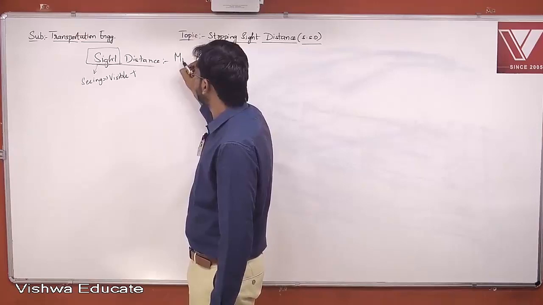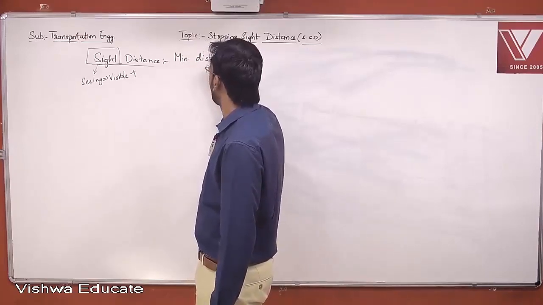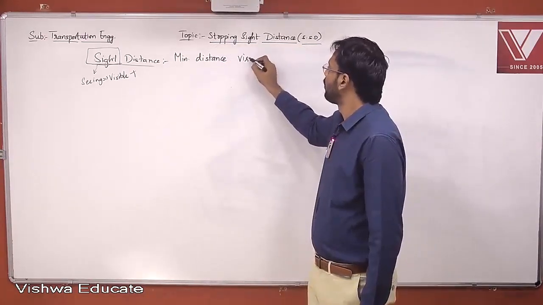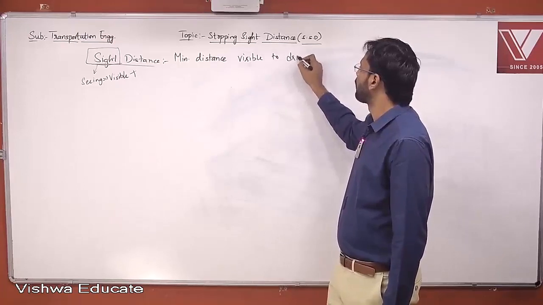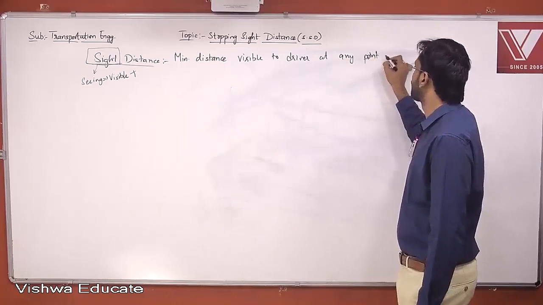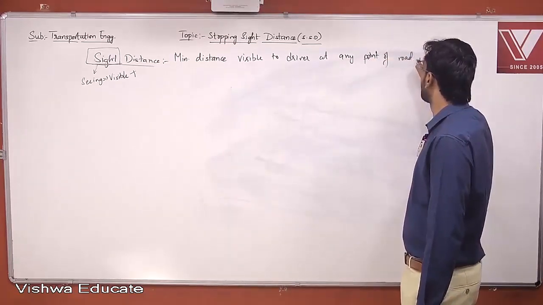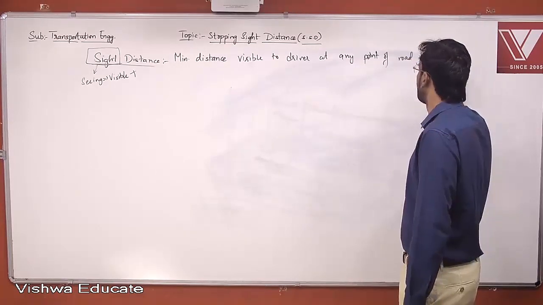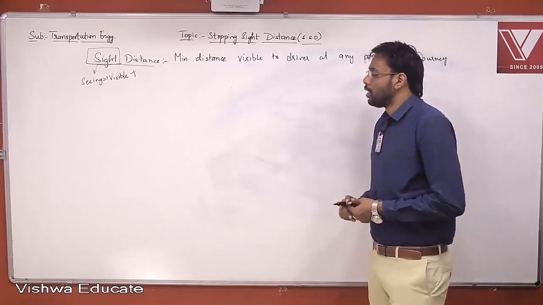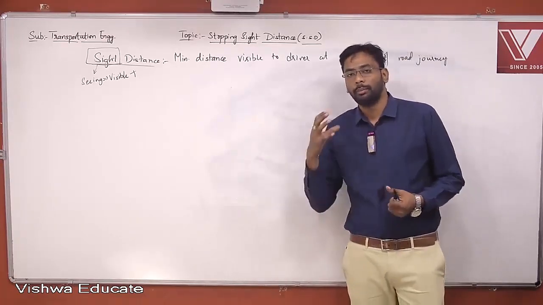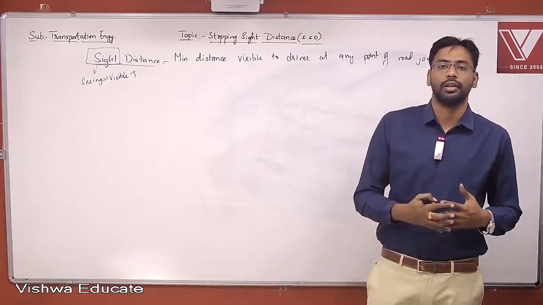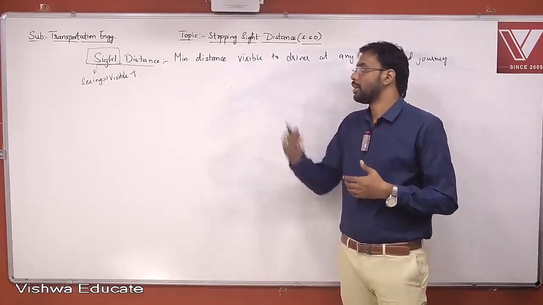The minimum distance visible to the driver at any point of the journey is called sight distance. So if the driver is moving, then the minimum distance that is visible to the driver on his journey, on his movement, is called sight distance.